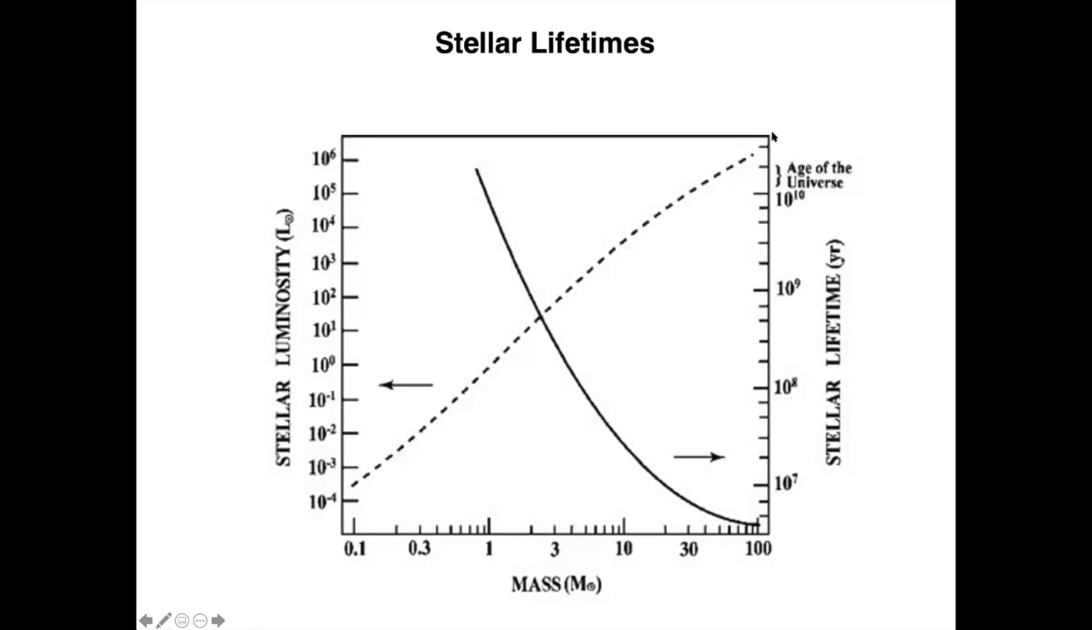Now, the y-axis on the right-hand side is the stellar lifetime, the solid curve. This follows the M to the minus 2 curve. As you see, a star of the mass of the sun has a lifetime of about 10 billion years, which is close to the age of the universe. A star that has a lifetime of 1 billion years is a star of about twice the mass of the sun. A star of lifetime 100 million years has a mass of about 5 times the mass of the sun. A star of lifetime 10 million years has a mass of about 20 times the mass of the sun.